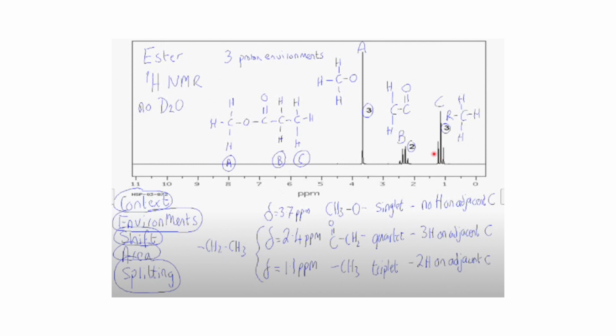environment C is a triplet, which tells us that there are two hydrogens on the adjacent carbon, and that signature of a triplet and a quartet linked to each other is very characteristic of an ethyl group. So now we have all the information necessary to map out the structure of the molecule. We have the methyl group, then the oxygen, then the carbon, and then an ethyl group. So this is methyl propanoate, and we just label which protons are responsible for which environment in our molecule, and we can see that it's all consistent.